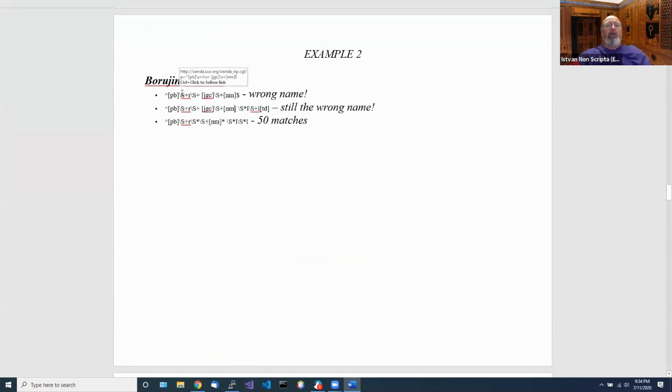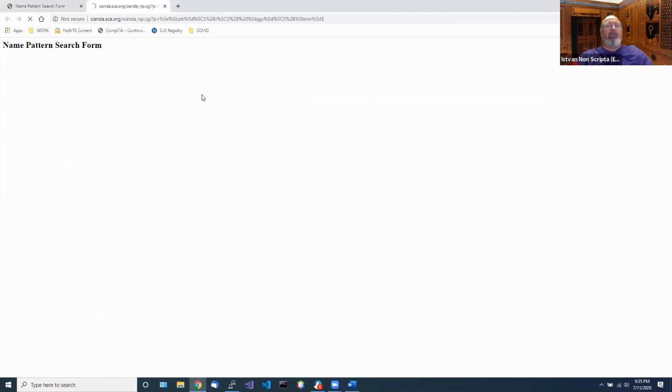So let's start with this one. Borujin Aslialdi. I'm not even sure how to say that. But let's give it a shot. So we have a plosive followed by a vowel or two. There's an R in there followed by a bunch more characters. So that's Boru space Jin. Wait, that's the wrong name because there's not supposed to be a space in there. But let's look at what it gives us.